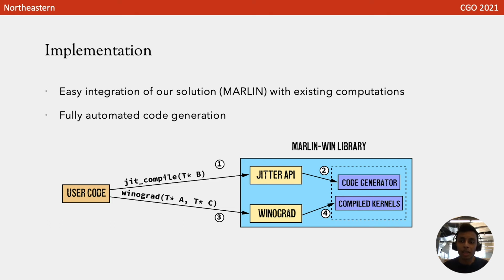So our library Marlin can be easily integrated with existing solutions because we have a fully automated code generation. We also give the user control over when the just-in-time compilation happens. So first, the user sends a request to invoke the just-in-time process. And in step 2, this invokes our internal code generator. And at execution time, the user simply calls our convolution API. So in this case, we're using a specific Winograd convolution. And then in step 4, it invokes our compiled kernel. So finally, the computation happens.